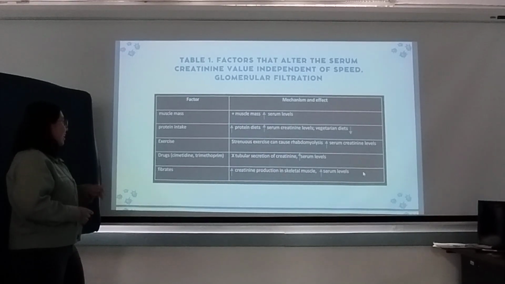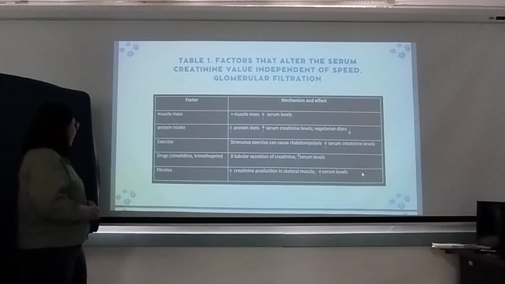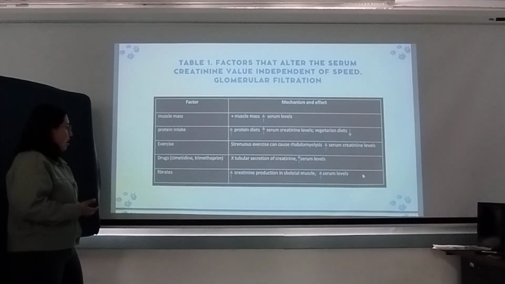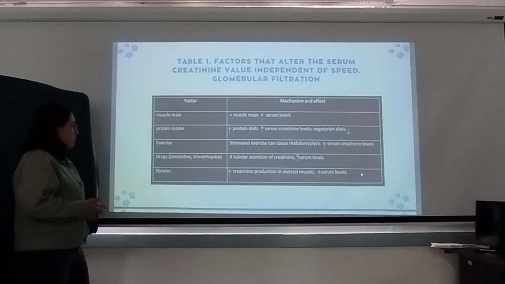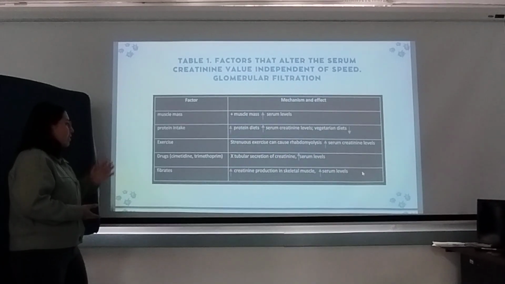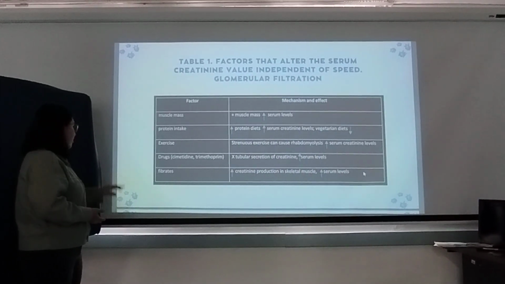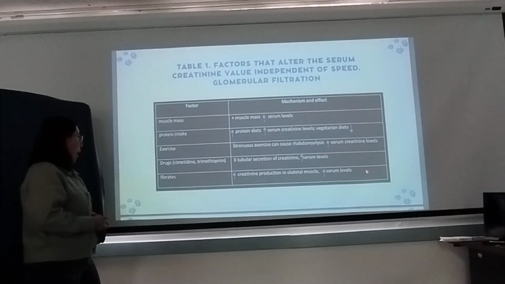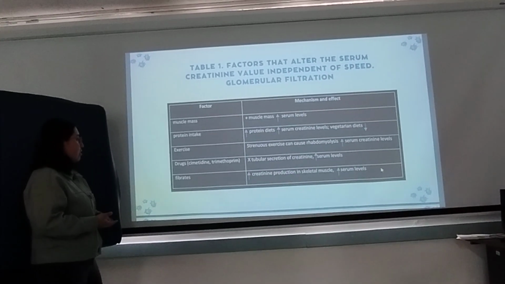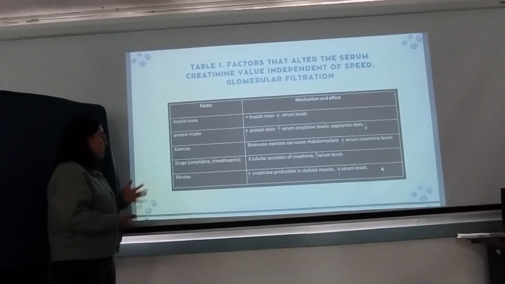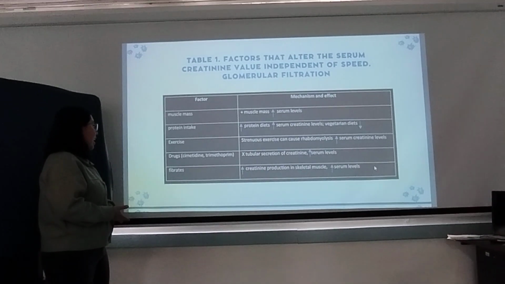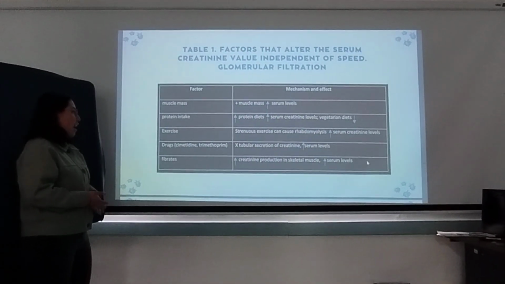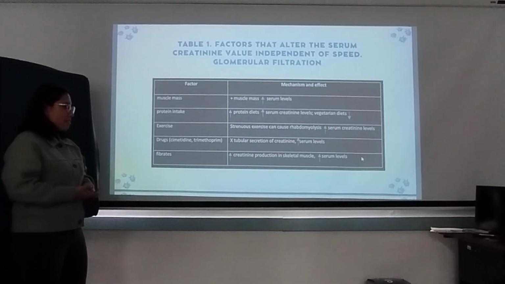lower it. The factor exercise: strenuous exercise can cause rhabdomyolysis, elevating the serum creatinine levels. The drugs, the cimetidine and trimethoprim, block the tubular secretion of the creatinine and elevate the serum levels. The fibrates increment the creatinine production in skeletal muscle and elevate the serum levels.